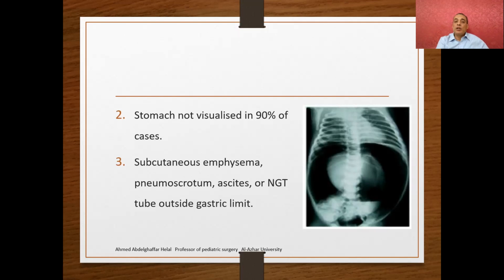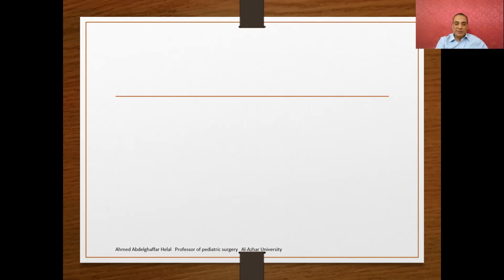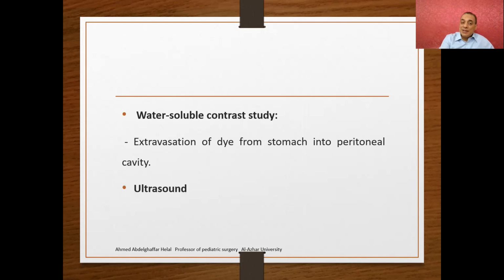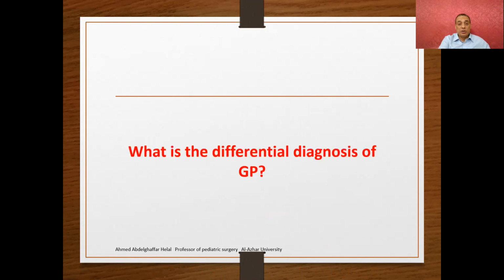Stomach not visualized, subcutaneous emphysema, pneumoperitoneum, nasogastric tube outside the gastric limits. All these findings may be present. However, the most characteristic is the saddlebag appearance: massive pneumoperitoneum extending laterally, compressing all the viscera medially. The dye study, if performed, will show extravasation of the dye from the stomach. However, the X-ray is usually sufficient for diagnosis, and the next step is exploration. Ultrasound may show ascites or fluid collections.